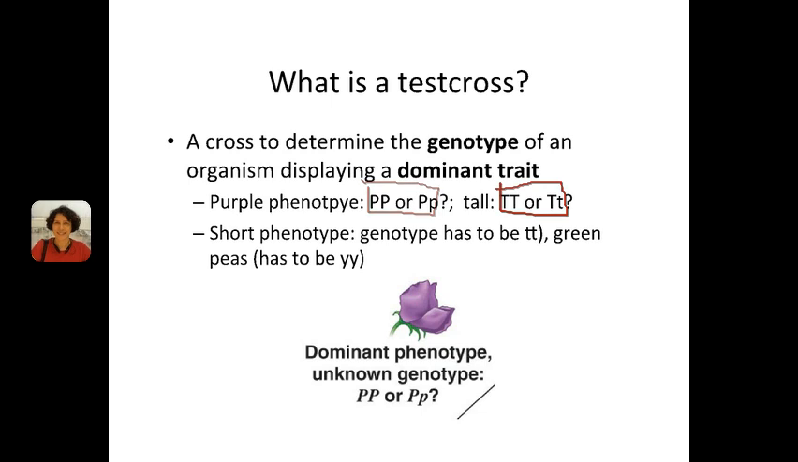If the individual is displaying a recessive phenotype, we know what the genotype is. In other words, in an individual displaying a recessive phenotype, what you see is what you get. Because if it has white flowers, you know the only way it can have white flowers is to have two alleles for white flowers. The only way it can be short is to have two alleles to determine short height. The only way it can have green peas is to have two alleles for green peas, etc.